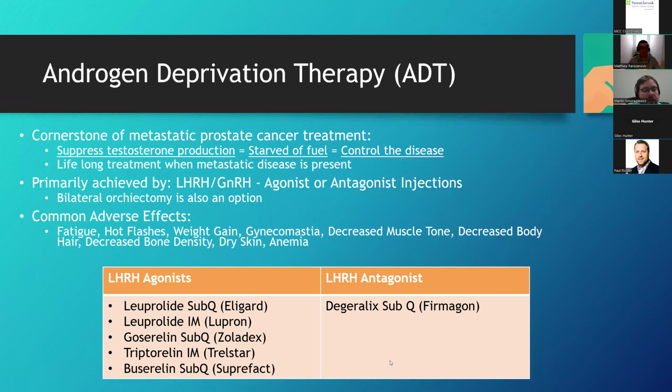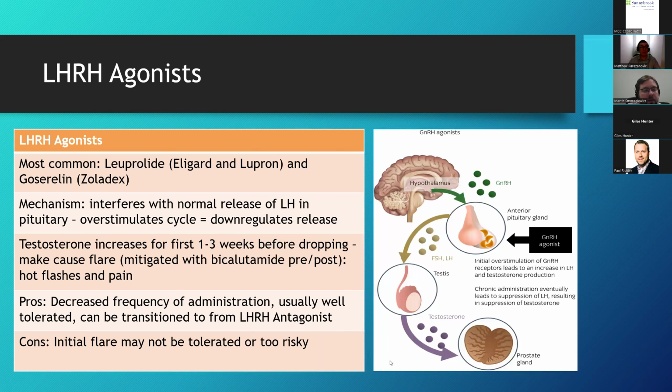And I've provided a table of the two classes, so the agonist on the left, and you can see the antagonist on the right. And I'll talk a bit more about the differences here. So in terms of the agonist group, the most common would be leuprolide, which includes Eligard and Lupron, as well as goserelin or Zoladex. Its main mechanism interferes with normal release of LH in the pituitary, therefore almost overstimulating the cycle and downregulating release. Testosterone increases in the first 1 to 3 weeks before dropping, which may cause a flare. And this is mitigated by bicalutamide pre and post to help settle down those hot flashes and any potential pain.